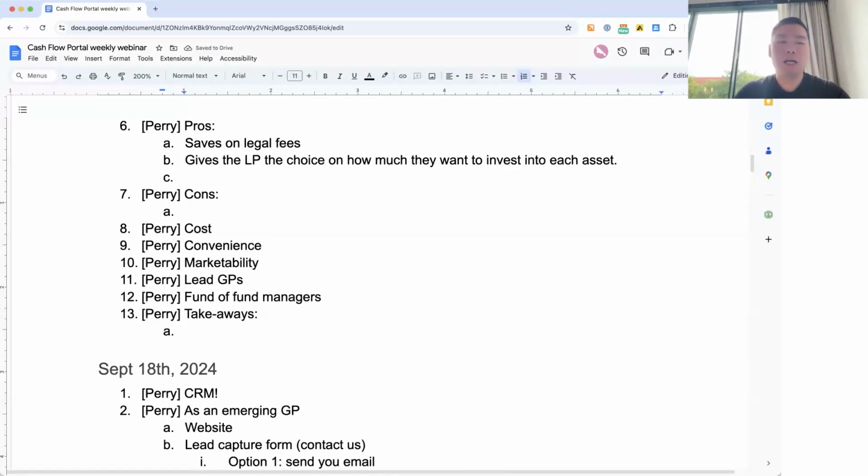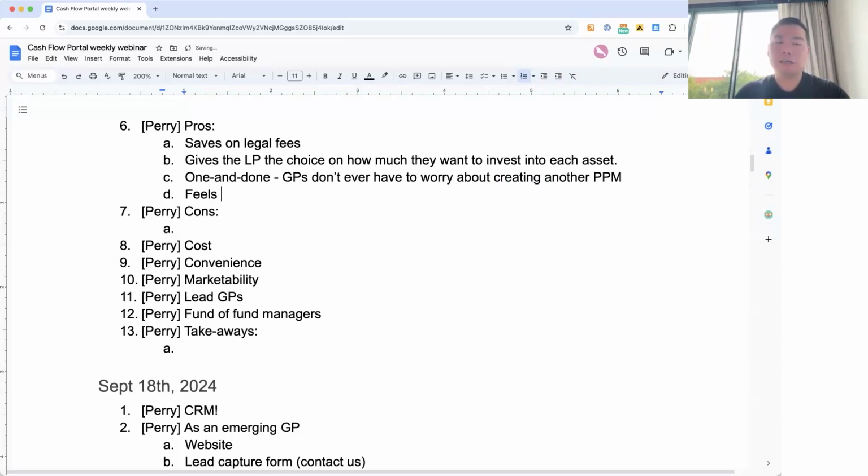And then this gives a sense of one and done, meaning the GPs don't ever have to worry about creating another PPM. The other pro is it feels self-contained and kind of powerful, like I have this one thing that seems very flexible, a Swiss army knife that can raise any money, and it sounds really good. So those are the pros. I don't have an opinion on whether this is the way to go or not. As a vendor, we have to support it. So let's talk about some of the cons just from first principles.